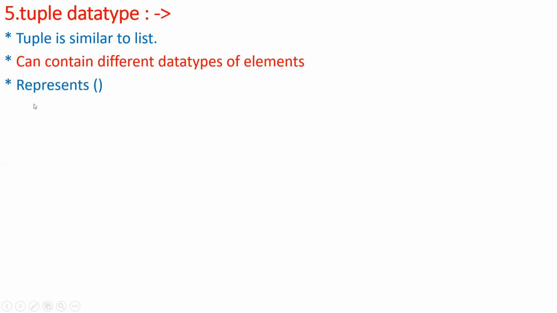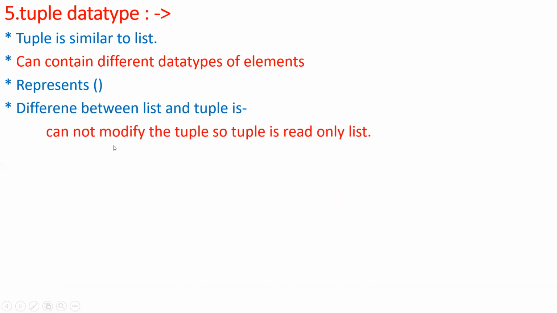Now, what is the difference? This is the first difference. Your list is represented by square brackets, whereas a tuple is represented by a pair of parentheses. Second difference: you cannot modify the tuple. So a tuple is a read-only list. In case of the list, you can modify, but in case of the tuple, you can't modify.